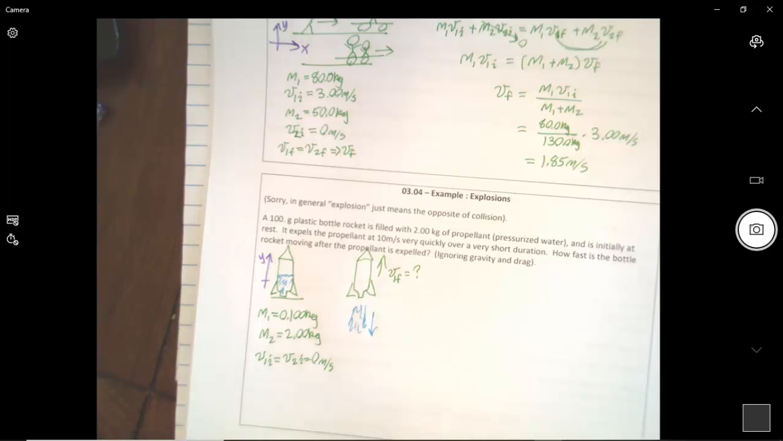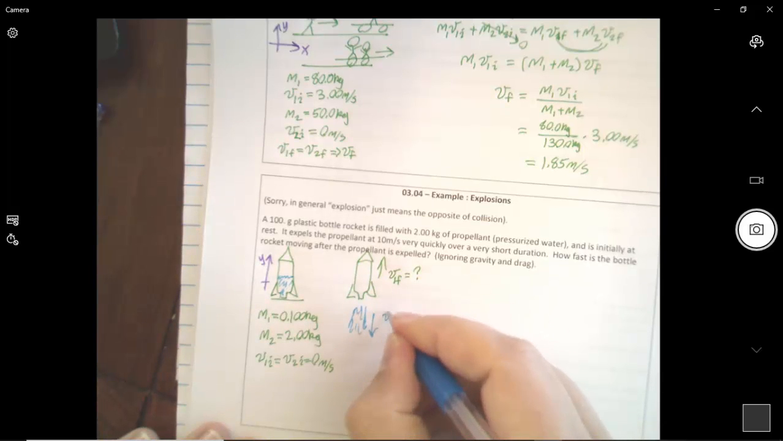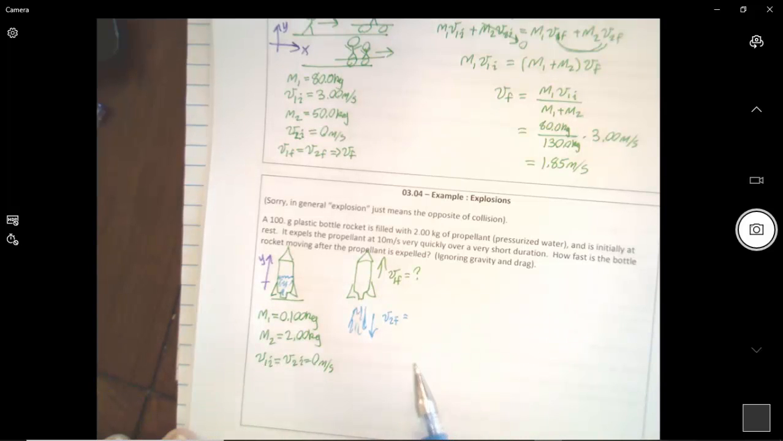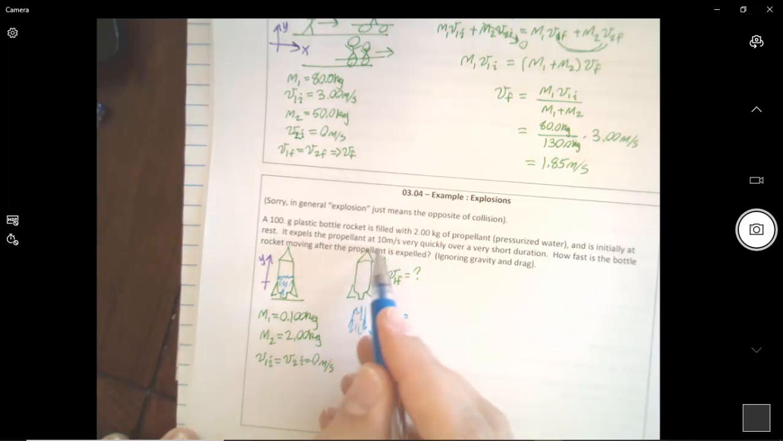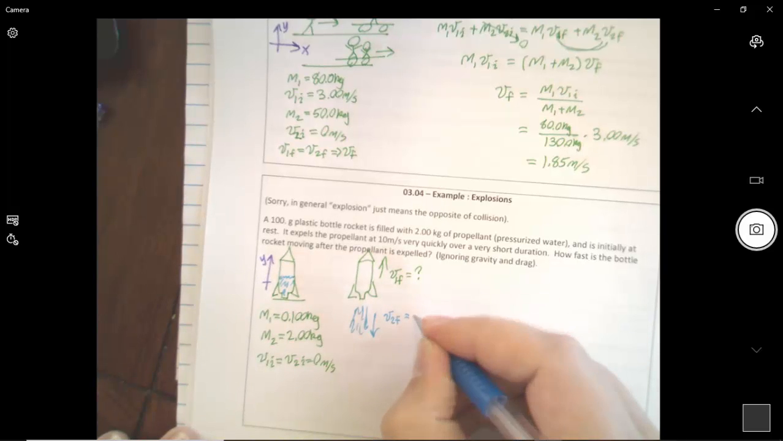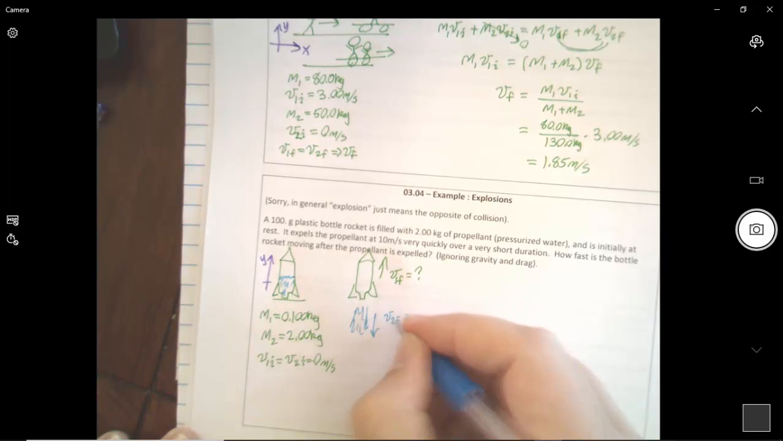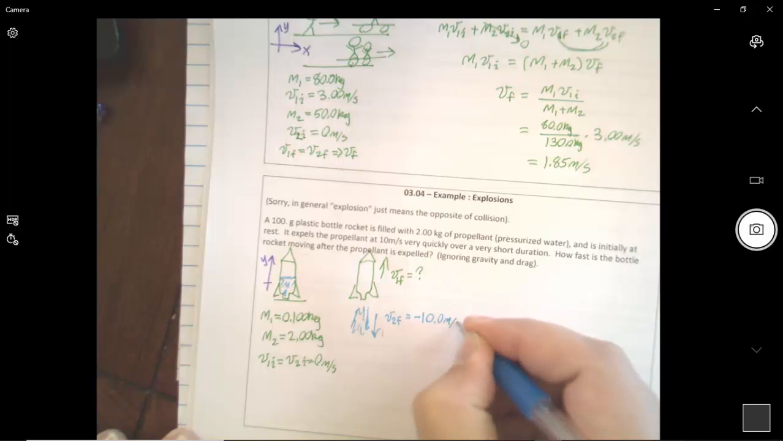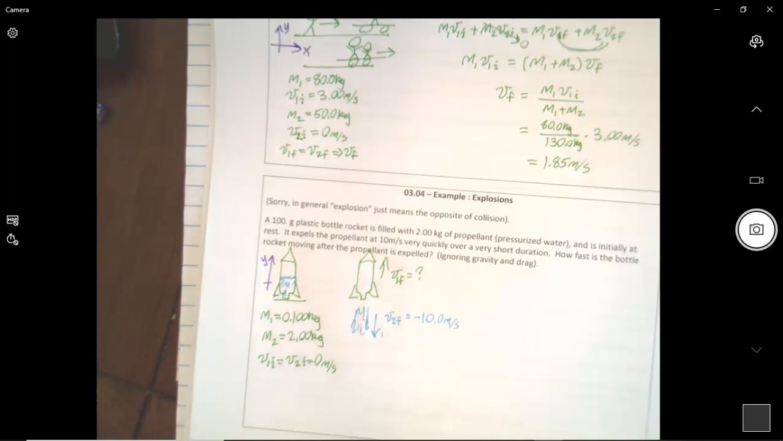So we're going to use V2F. Now this is where the coordinate system comes in. It is being expelled at 10 meters per second. So when we use our coordinate system, this is being expelled downward, so this is a negative 10 meters per second. I should have put 3 sig figs there, and I didn't. We'll pretend I did.